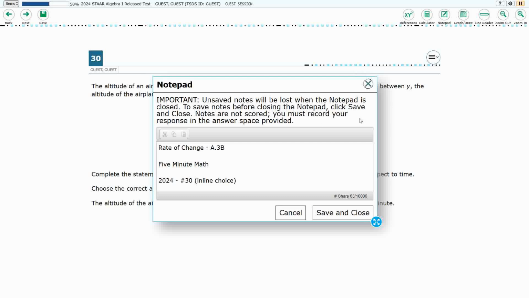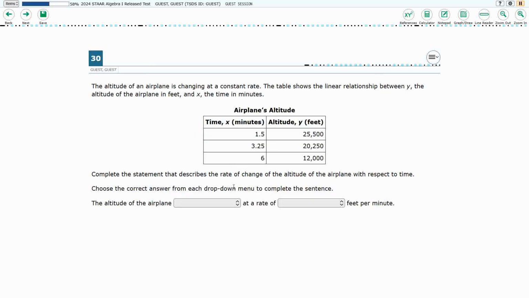Today we are looking at the Algebra 1 concept of rate of change. This is standard 8.3B in the great state of Texas. We are using item number 30 of the 2024 released STAAR test. This is a new item type called inline choice, and if you haven't done so already, please go ahead and take a moment to pause the video, work this problem out on your own, unpause it, and we will look at our answers together.